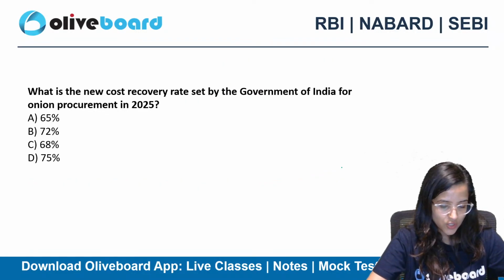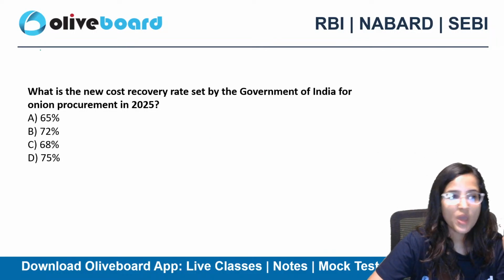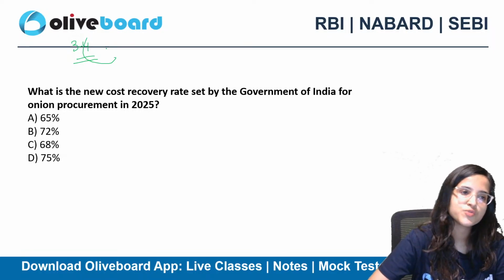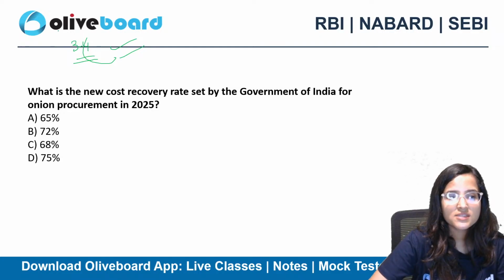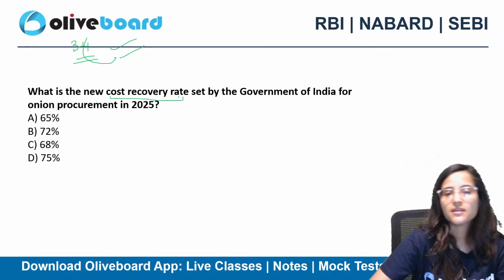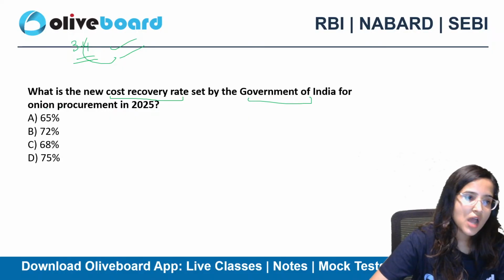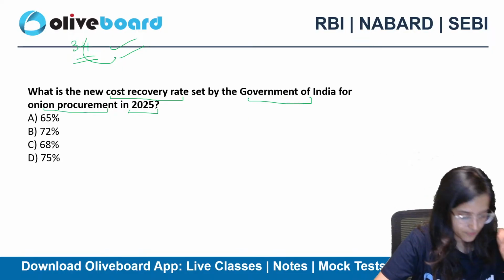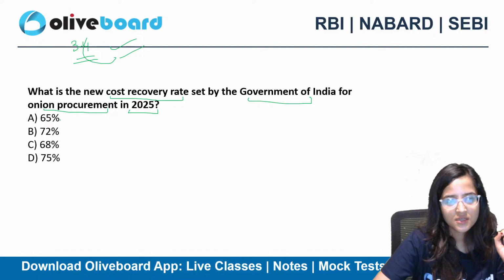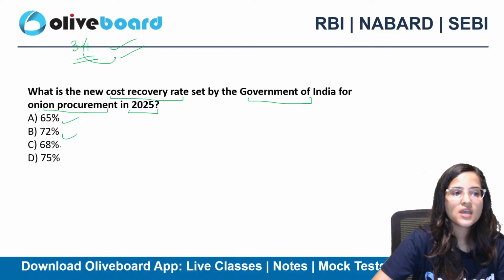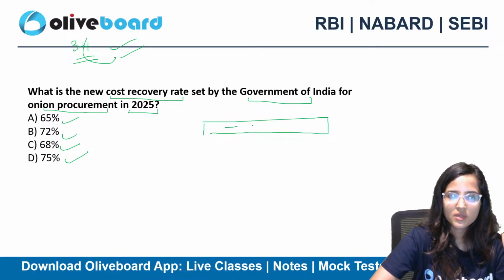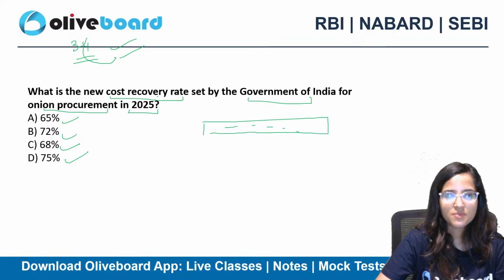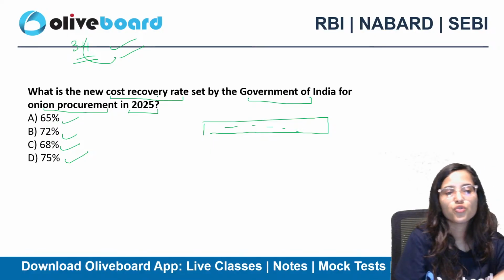Ajay, now I wanted to ask you, let's see whether you have read the newspaper. We are going to have 3 to 4 questions where I'm going to test you whether you have read the newspaper or not. Three to four questions, okay? So first question that I have is, what is the new cost recovery rate set by the government of India for onion procurement in 2025? Anyone who wants to give this answer, 65%, 72%, 68% or 75%. This was a big headline in the newspaper. That new cost recovery rate set by the government of India for onion procurement.